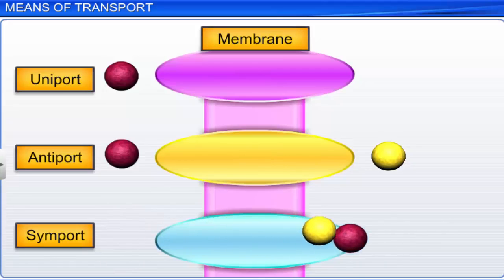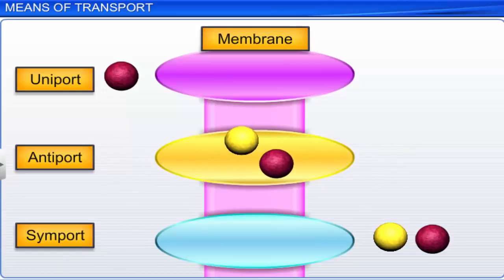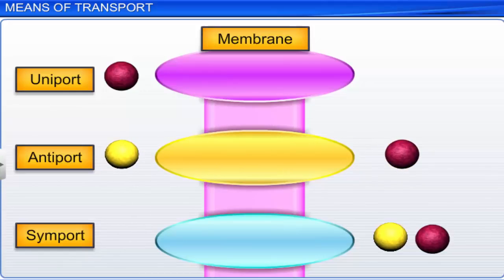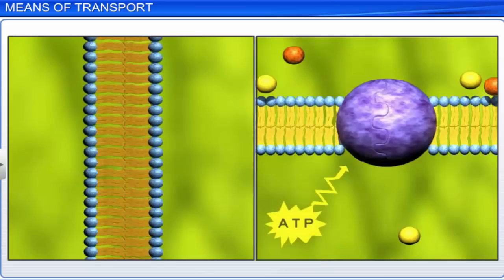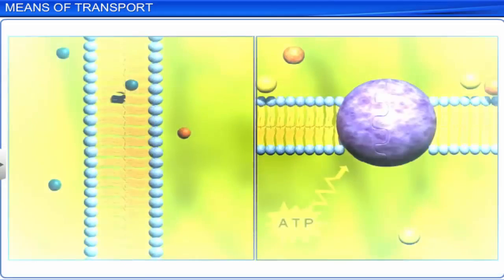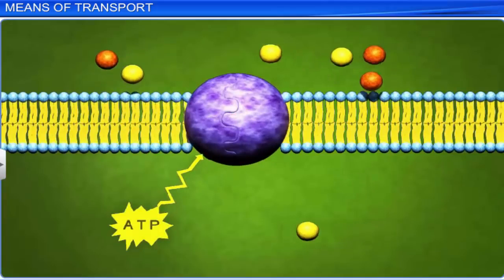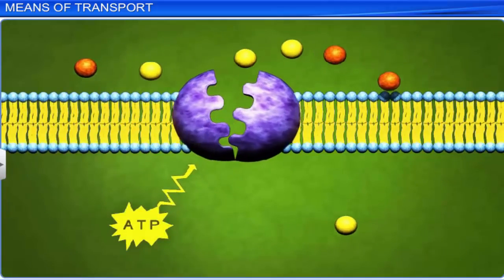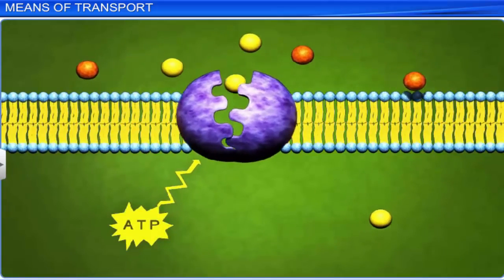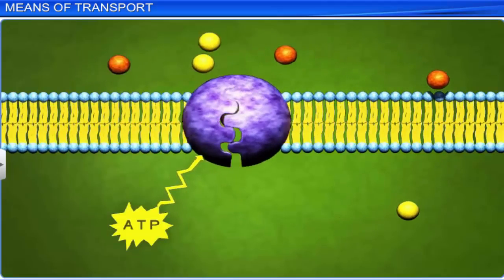Both molecules cross the membrane in the same direction in a symport, while they move in opposite directions in an antiport. In uniport, as the name suggests, a single molecule diffuses across a membrane independent of other molecules. Unlike diffusion, active transport requires energy to move molecules against the concentration gradient. It is carried out by membrane proteins that use energy.